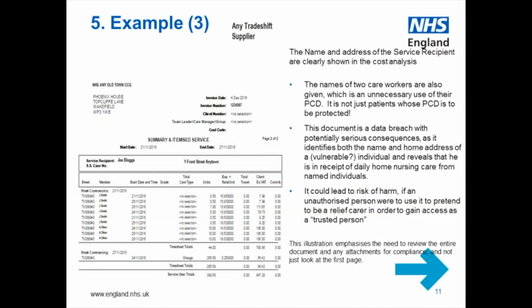This 3rd page of the document is the least compliant. Not only does it name the patient and reveal his address, but it gives the names and times of domiciliary care worker visits. This kind of breach is potentially quite serious, as in the wrong hands it could lead to a risk of harm, as an individual armed with this detail could potentially pass off as a relief care worker and obtain the patient's trust and confidence.